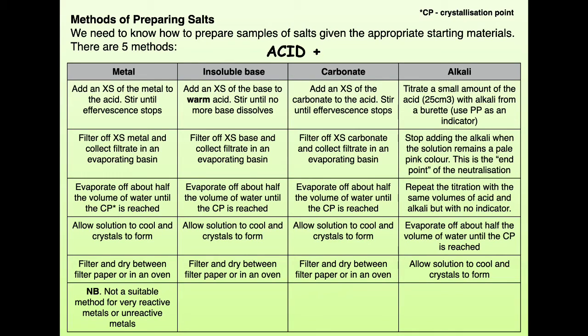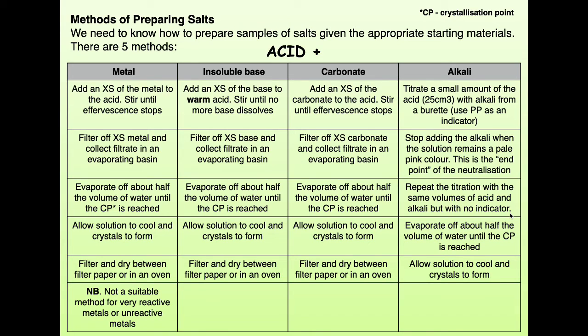Let's say we added 27.5 centimeter cubed. Then what we do is we do the same procedure again, but we don't add the indicator this time. So we repeat the titration and we add 25 centimeter cubed of the acid to the conical flask, and then we would add, like I said before, 27.5 centimeter cubed of the alkali, but no indicator.